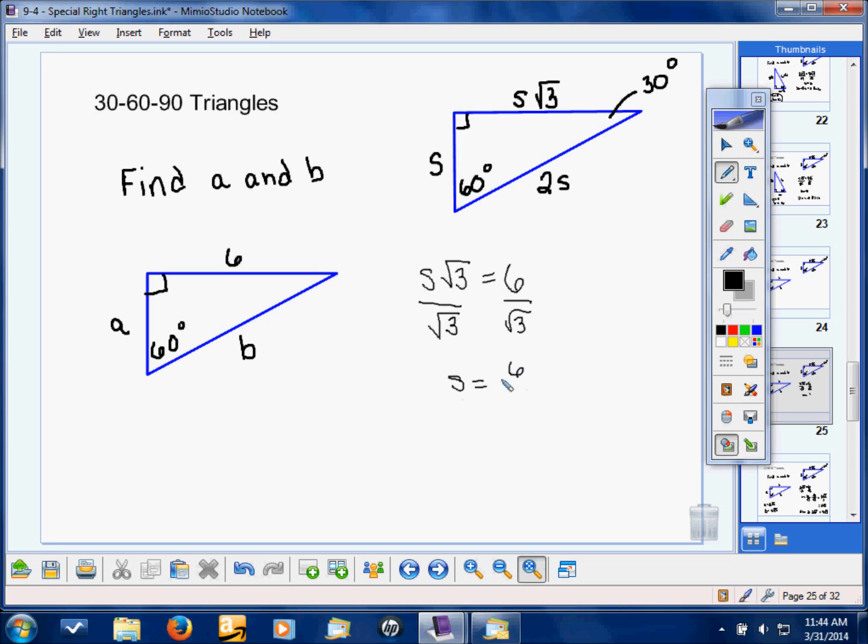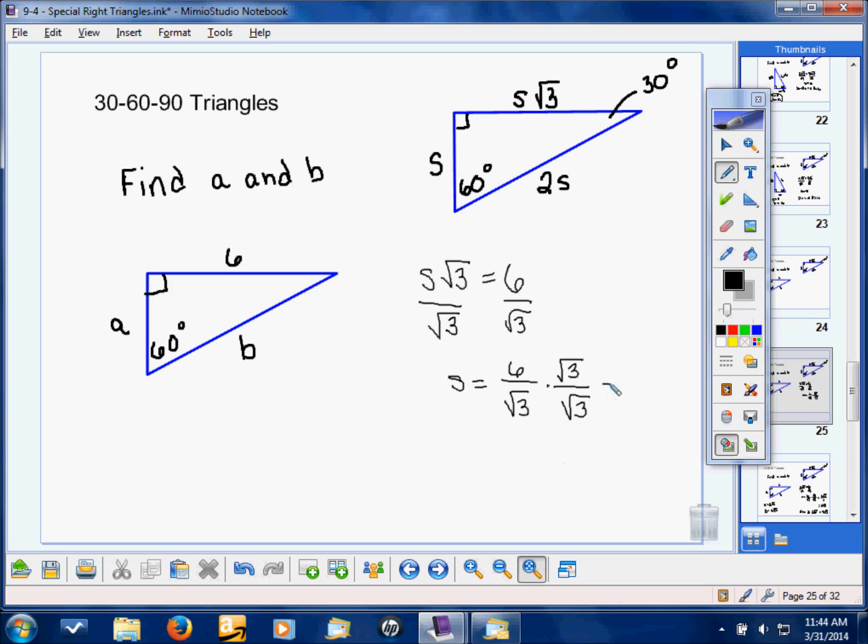What's the problem, Preston? No radicals allowed in the denominator. So, Anthony, how do you fix it? Multiply by the square root of 3 over the square root of 3. Okay?